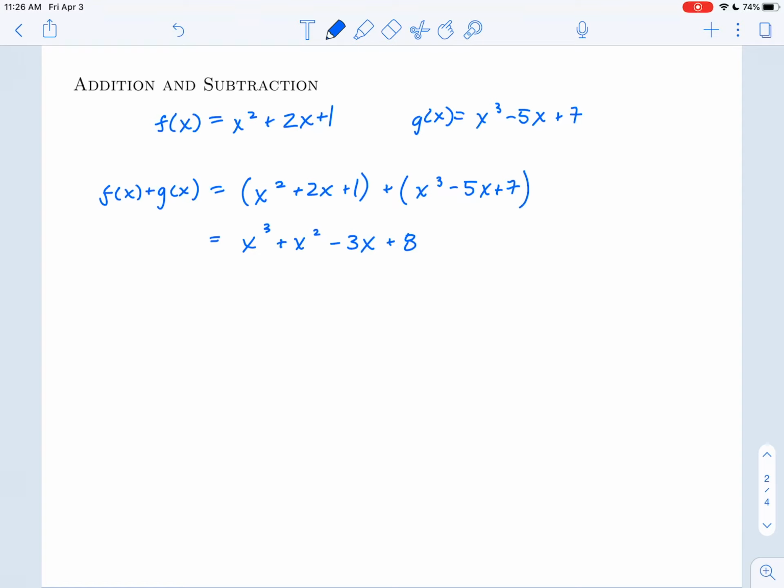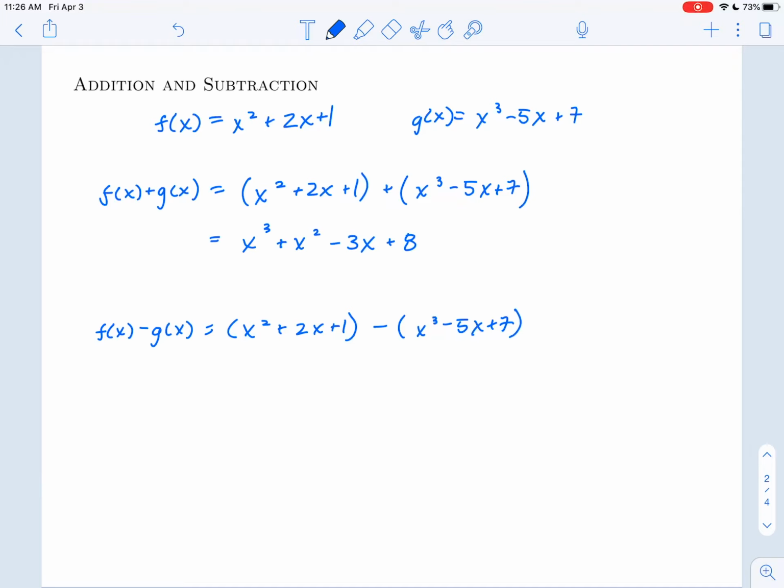All right, subtraction is going to look really similar. So now let's consider f of x minus g of x. Again, we're going to do that same exact thing. We're going to replace that function notation with the polynomial itself. So now I'm going to have x squared plus 2x plus 1. I'm going to subtract x cubed minus 5x plus 7.